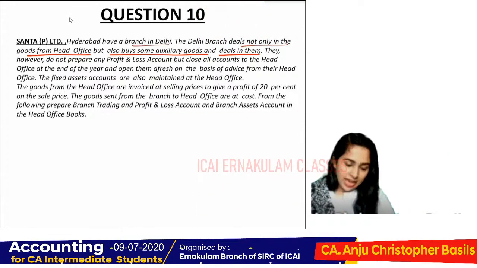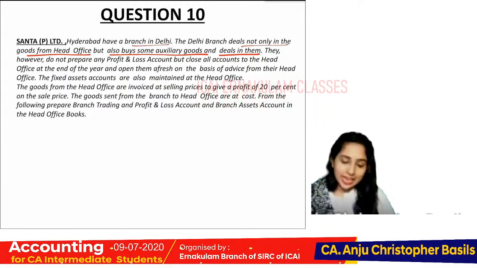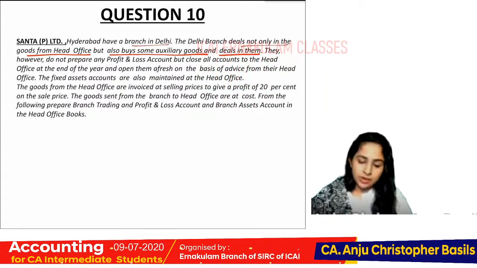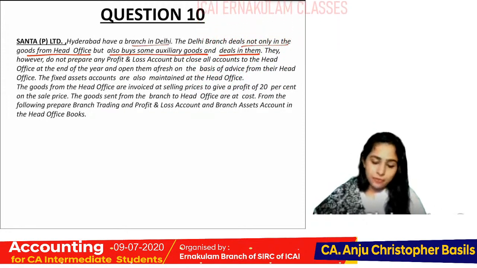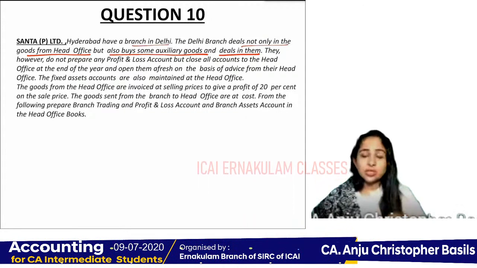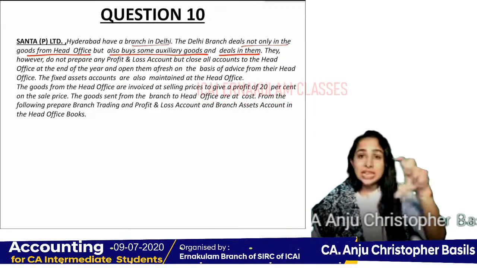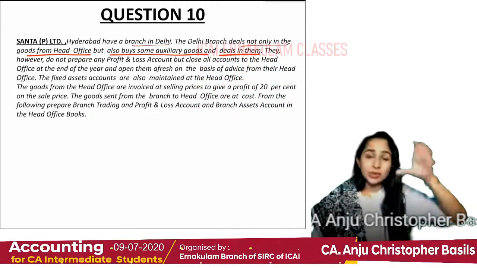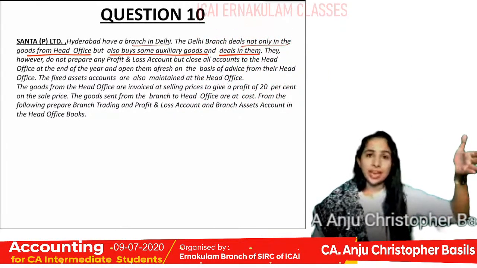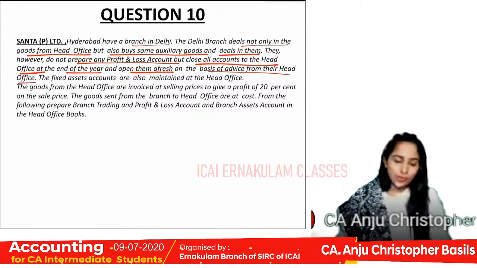However, they do not prepare any profit and loss account, but close all accounts to the head office at the end of the year and open them afresh on the basis of advice from the head office. Which means they have their own trial balance, but they don't prepare the P&L. They transfer the same trial balance to the head office, and the head office prepares and closes their accounts.